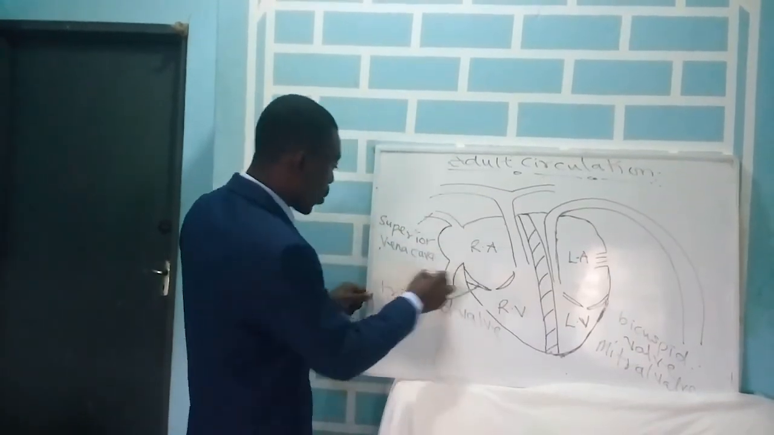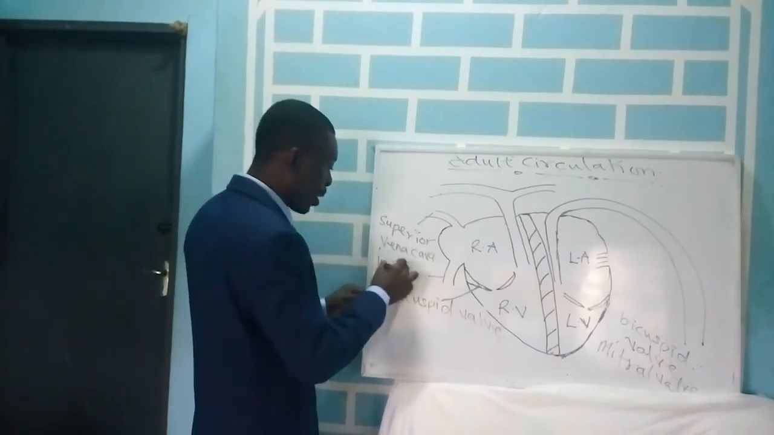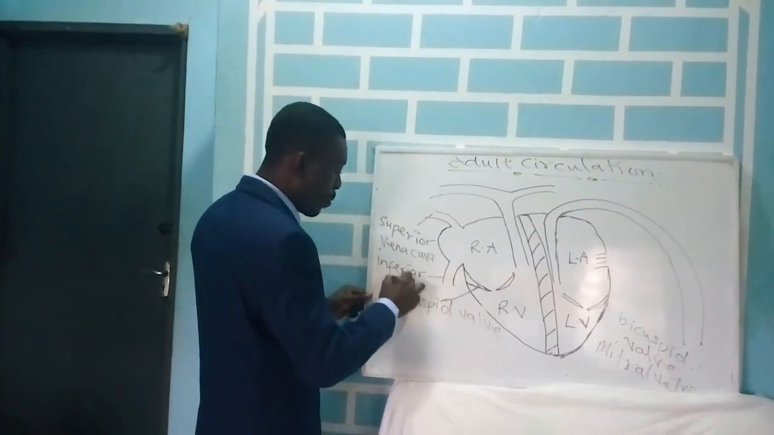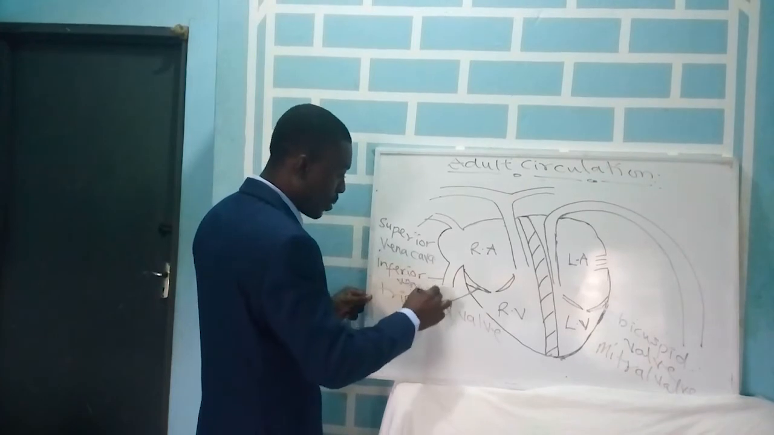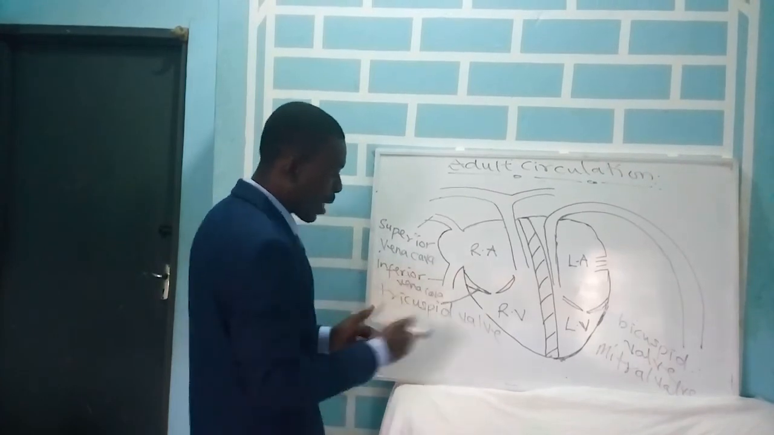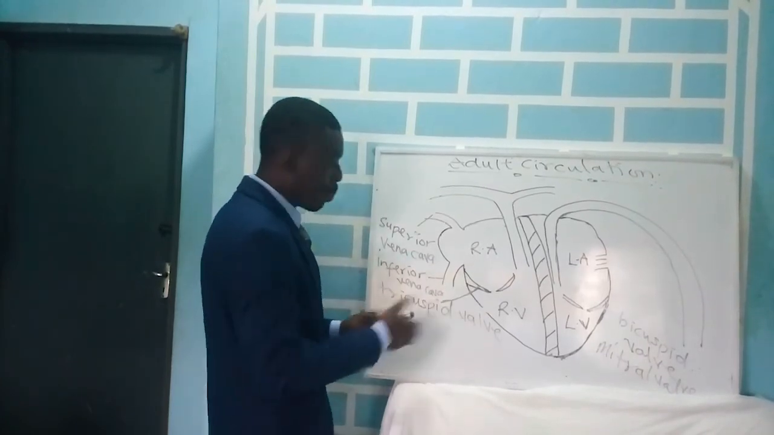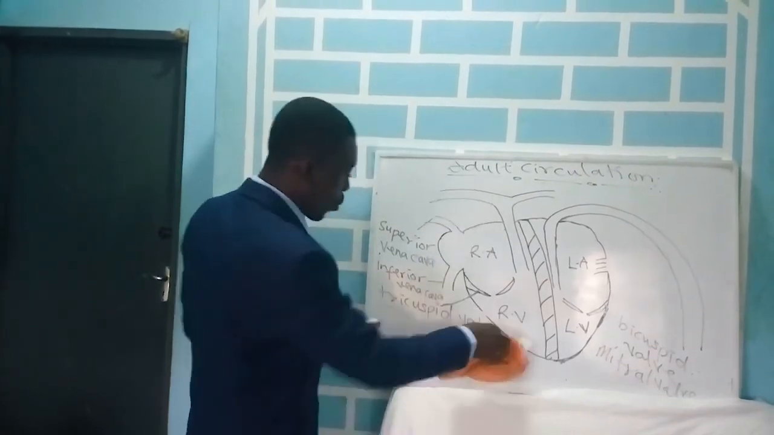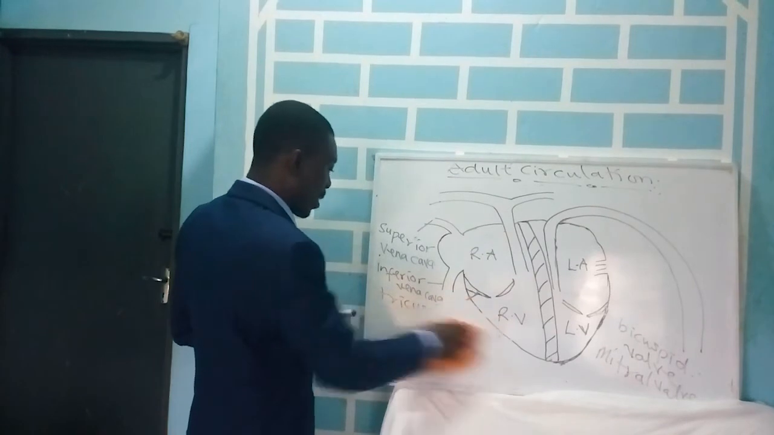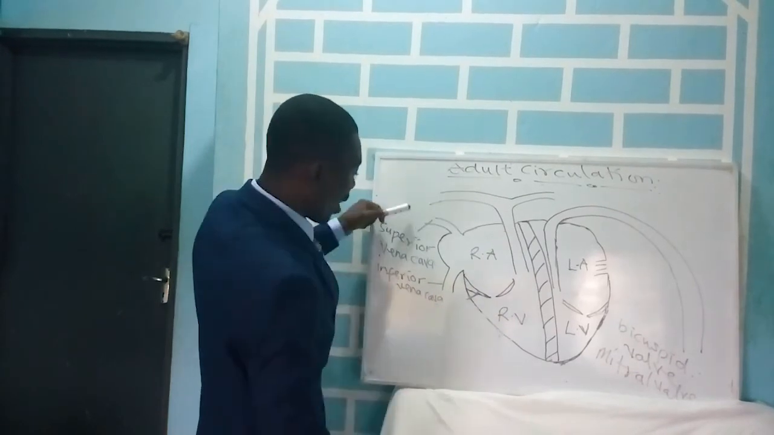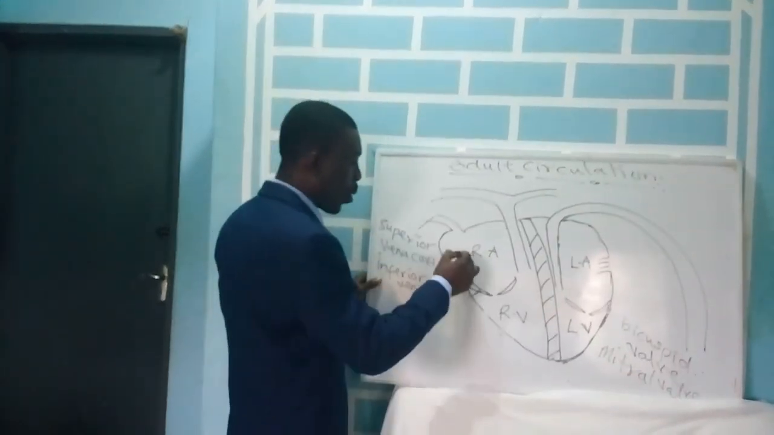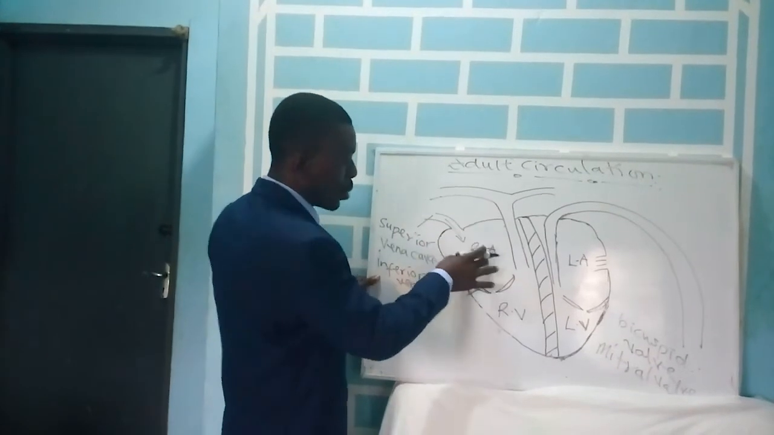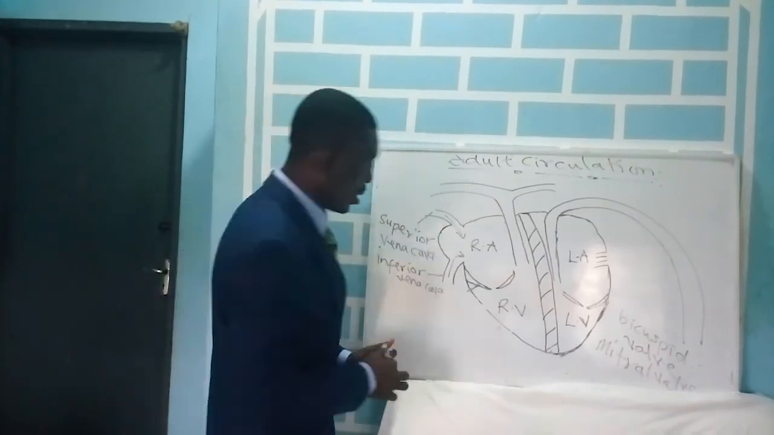Whilst this one is what? Inferior vena cava. So inferior means what? Down. So the inferior vena cava carries deoxygenated blood from the lower portion of the body into the right atrium. So from here, you could realize that the superior vena cava and inferior vena cava, they all empty into where? Into the right atrium. Okay.